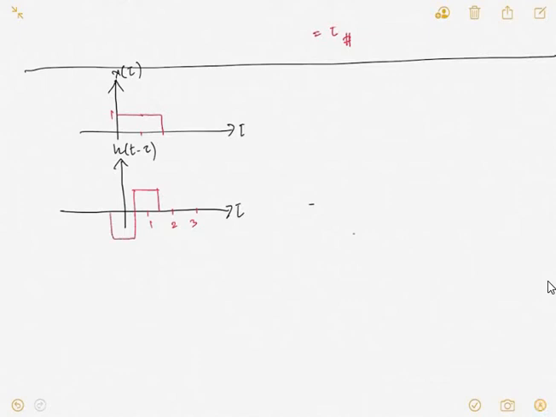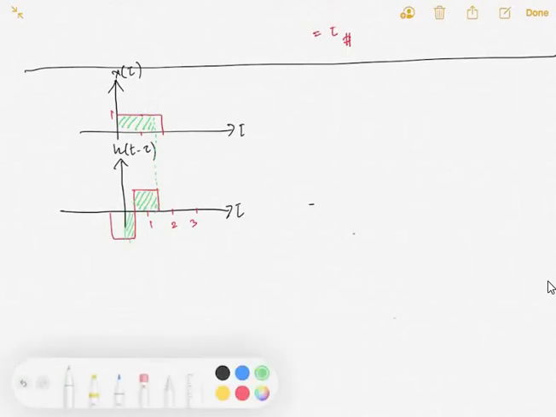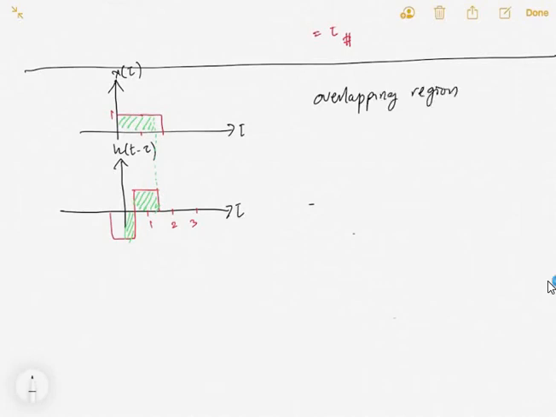So is there any overlapping region? If you look at this one, is there any overlapping region? Yes, right. So the overlapping region, you just tap up. This is the overlapping region, here as well as here. So how do we write the signal? This is also an overlapping region, for t less than 2, more than 1.